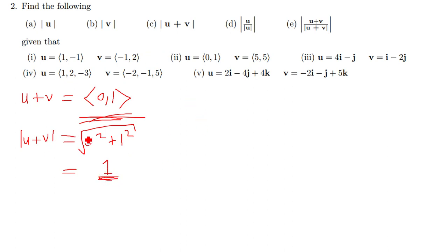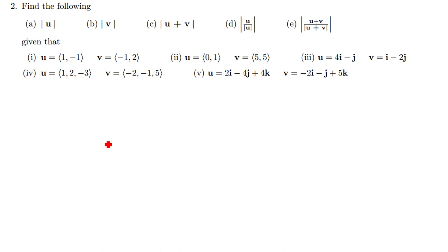A unit vector is normally found by dividing a vector by its magnitude. For instance, when you divide u by its magnitude, you are going to have the unit vector of u. So if you have this as u, u can also be written in this format: i minus j.